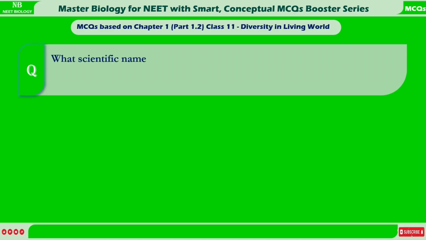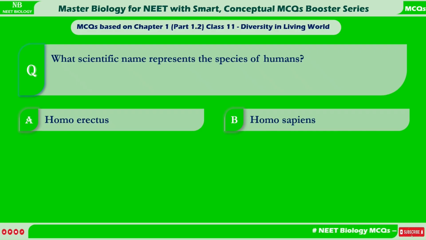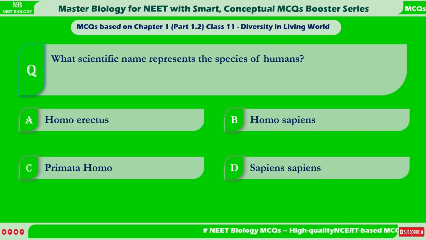What scientific name represents the species of humans? A. Homo erectus. B. Homo sapiens. C. Primata homo. D. Sapiens sapiens.